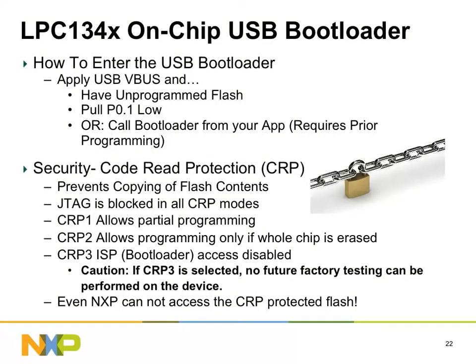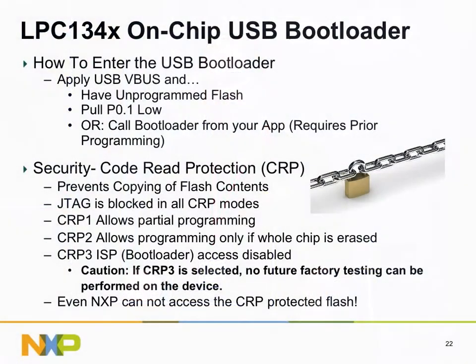So we have a security code read protection feature that prevents copying of the flash contents in 3 different ways. CRP1, you can allow partial programming, so you can just program certain parts of the flash. CRP2, you can allow partial programming only if the whole chip is erased. So this is good during your development process if you want to update part of the flash, but don't allow somebody else to update another part.